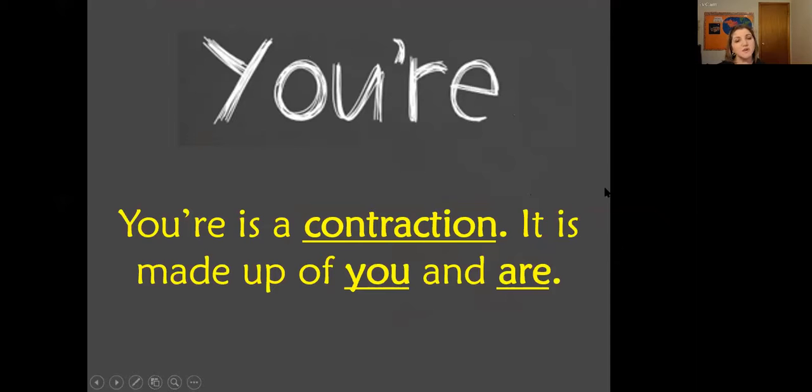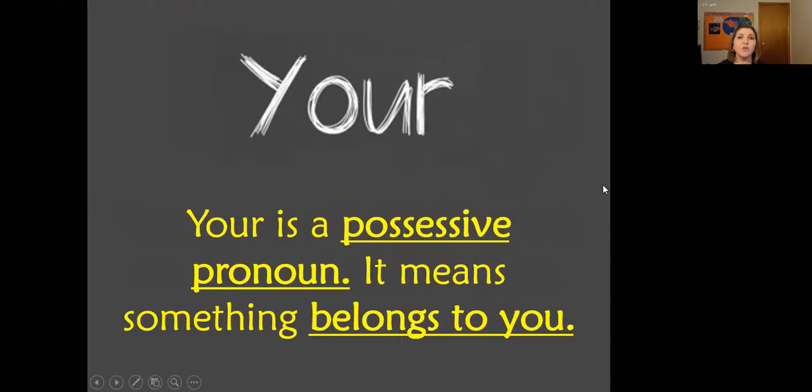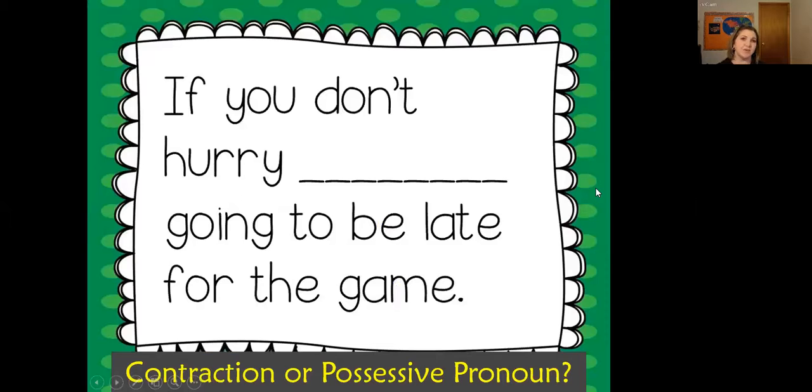So when you're trying to figure out which one to use in a sentence, you can use the two words you are. And if it doesn't make sense, then we're not talking about the contraction. The other your is a possessive pronoun. Possessive means something belongs to someone. And your means that it belongs to, you got it, it belongs to you. So let's take a look at some examples.